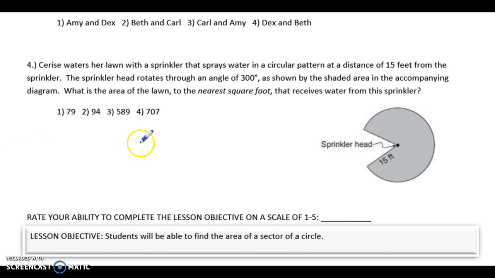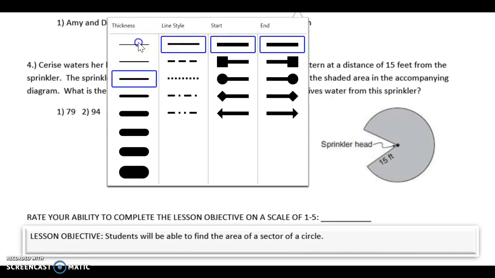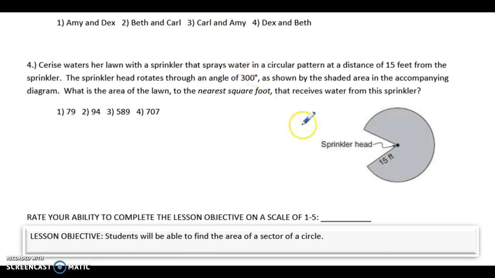Number 4, it says Cerise, I think that's how you say that, waters her lawn with a sprinkler that sprays water in a circular pattern at a distance of 15 feet from the sprinkler. So that is the radius of the sprinkler, and I want a smaller line segment here. That's the radius of the sprinkler, and the sprinkler rotates 300 degrees. So it's rotating from here to here, which would be 300 out of 360.